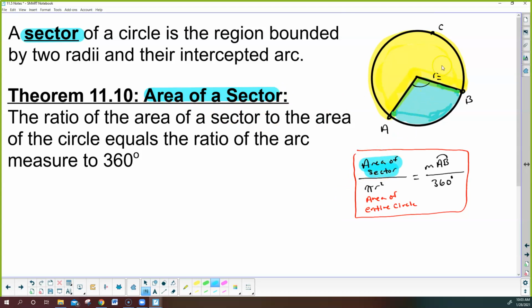So what do you need? If you have the radius and you have the central angle, then you know the area of the circle, or you find that out, and then you know the arc measure. All that's left is cross multiplying to find the area of the sector.